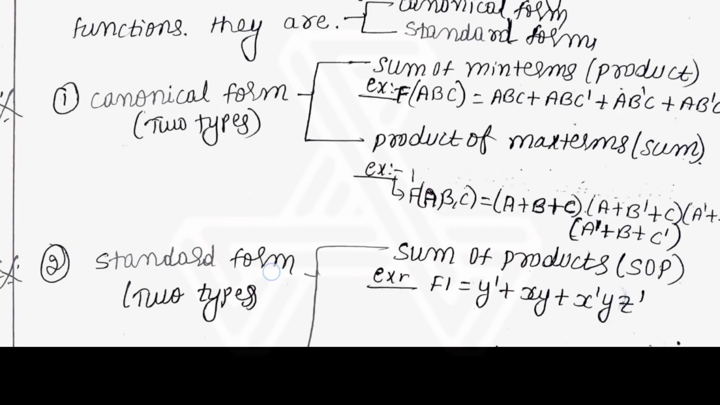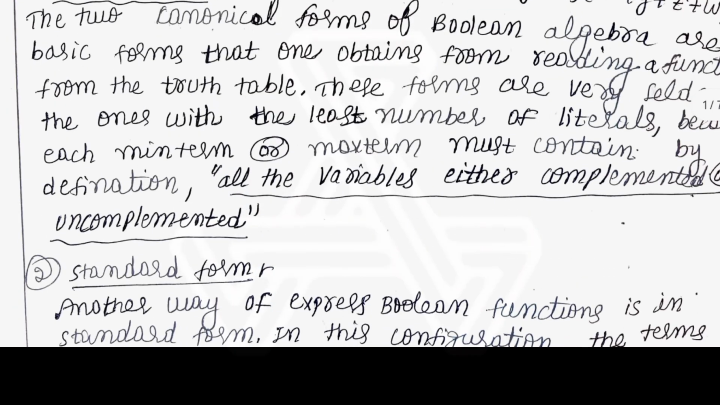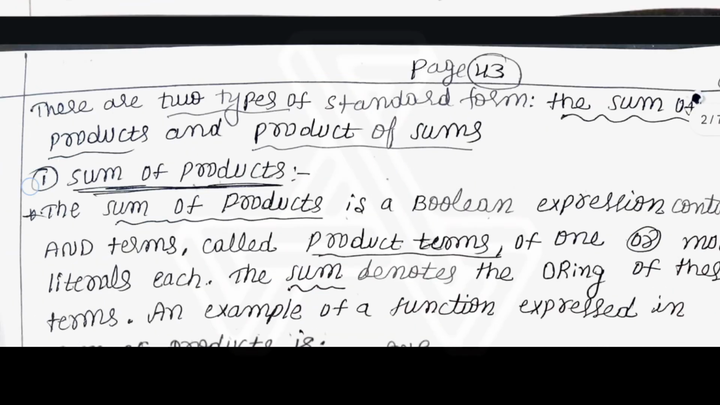Canonical form. The two canonical forms of Boolean algebra are basic forms that are obtained from reading a function from the truth table. These forms are very seldom the ones with the least number of literals, because each min term and max term must contain, by definition, all the variables either complemented or uncomplemented. Another way of expressing this is standard form functions. In this configuration, the terms of a function may contain 1, 2 or any number of literals. There are two types of standard form: sum of products and product of sums.